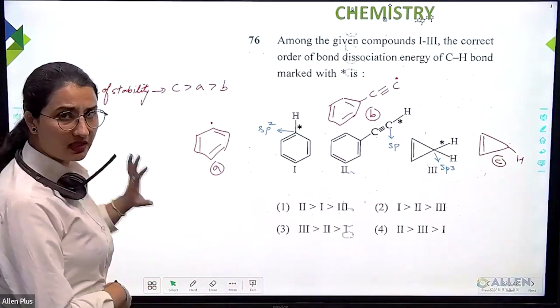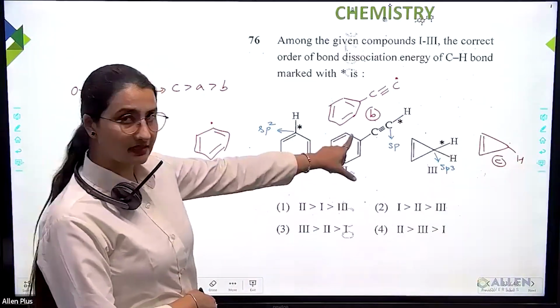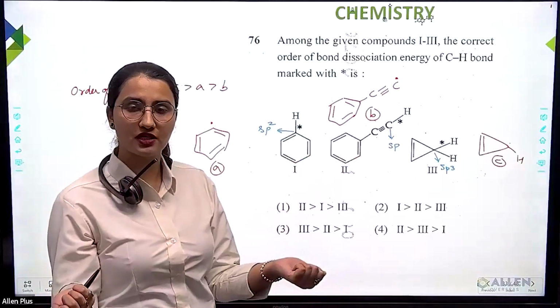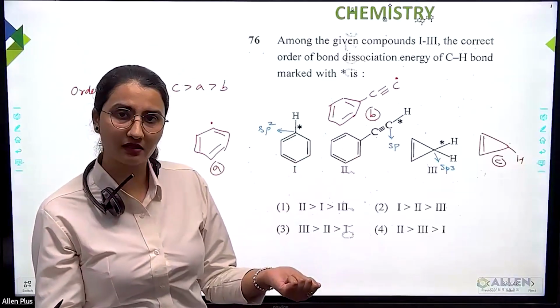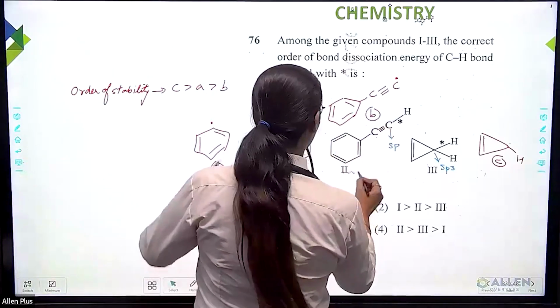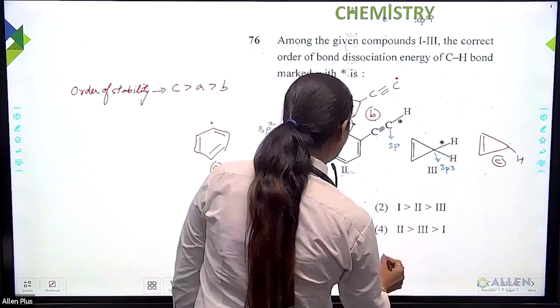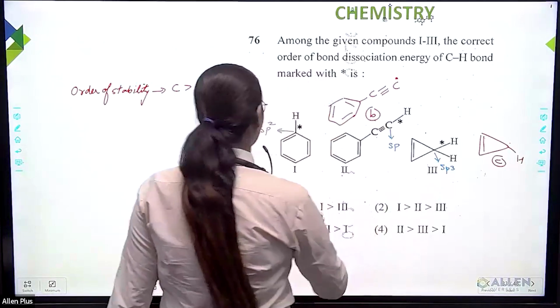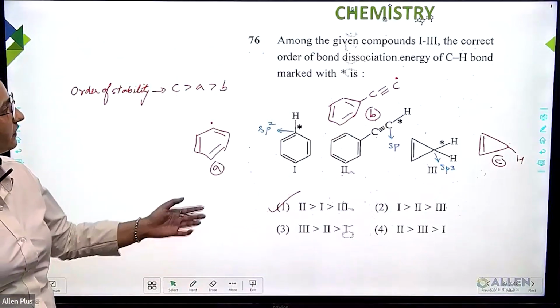If this is the order of stability, that means B is least stable, would have maximum bond dissociation enthalpy, difficult to break. So the order of bond dissociation enthalpy is going to be 2, 1, and 3. 2, 1, and 3. Option 1. Right?